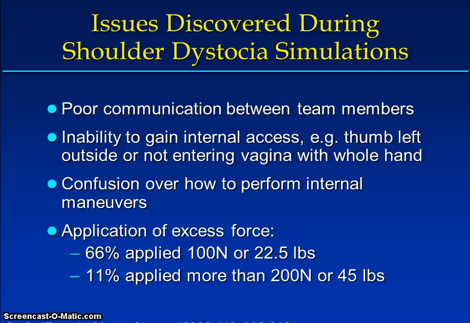They noted during their review of these 450 simulations poor communication among the team members. There was inability to gain internal access, for example, when doing a posterior arm delivery, because the individuals would not cup their hands. There was confusion how to do some of these. And in about 10-11%, clearly excessive force was being utilized.